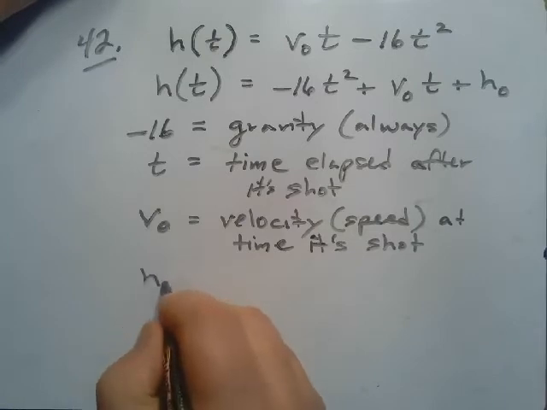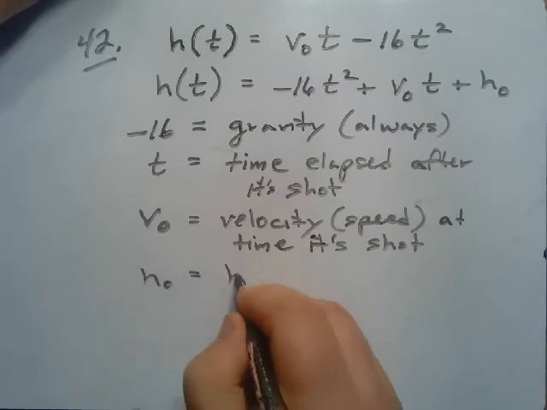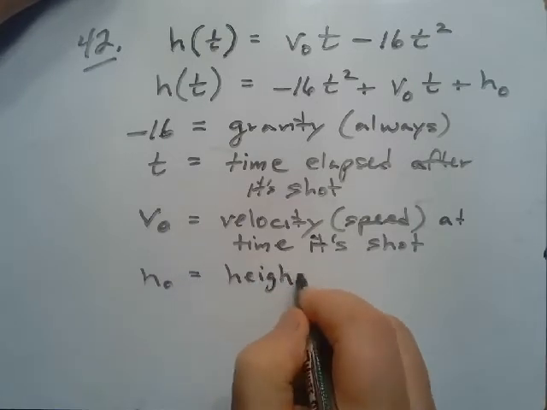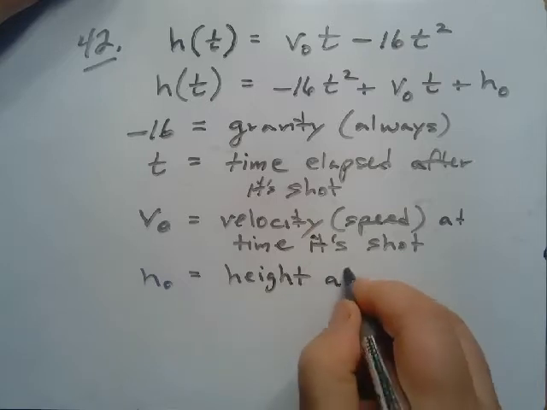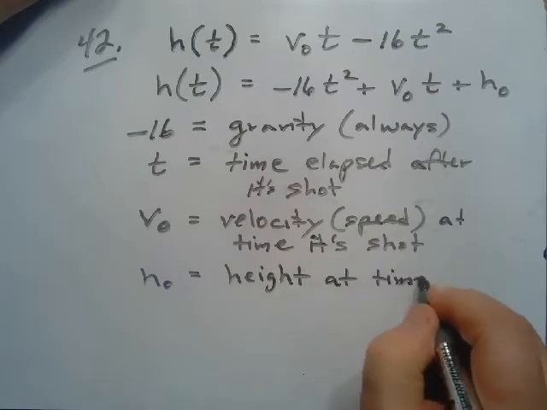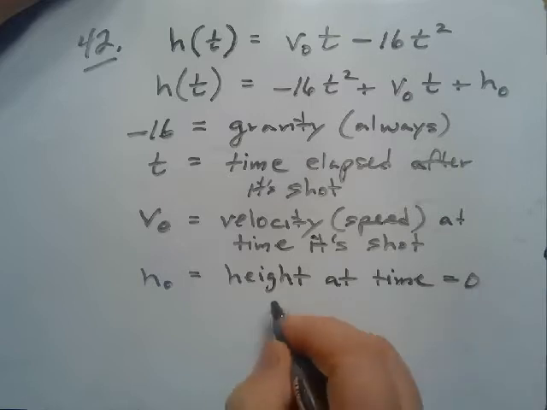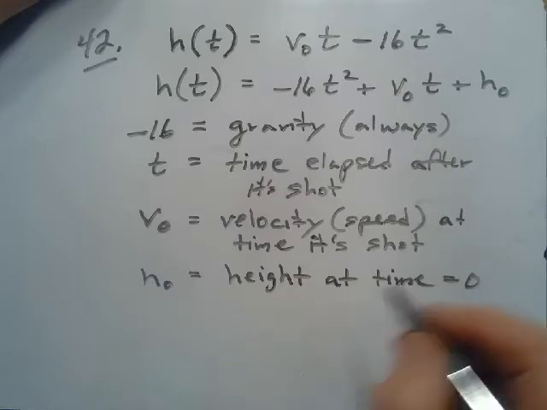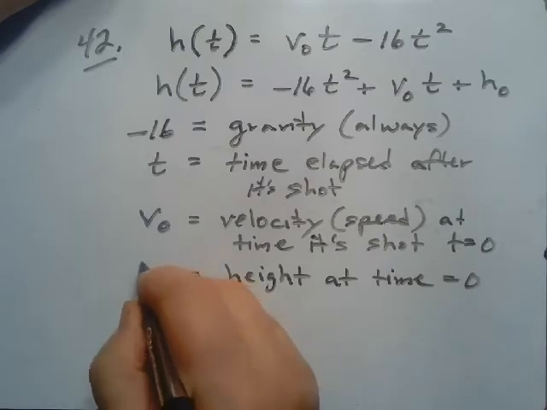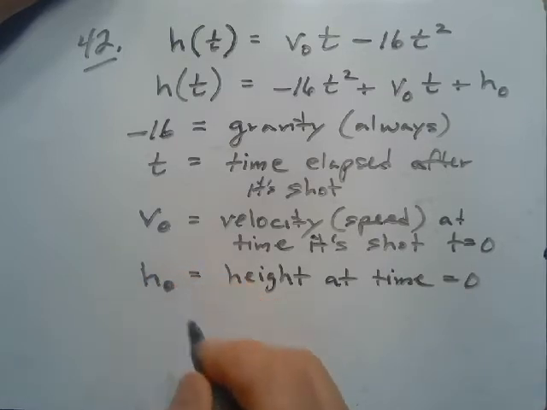And h sub o is the height of that object at time equals 0. In other words, at the time it's shot. This is t is equal to 0. When the time is 0, okay?